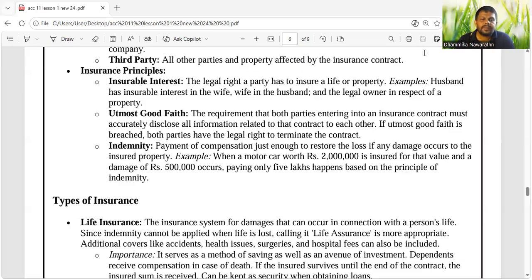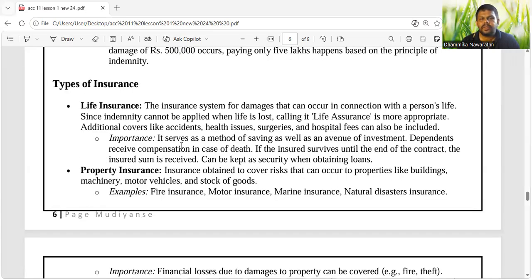Indemnity means just giving compensation to restore the disaster. If he lost a motorcycle worth 500,000, then just give only 500,000, not more than 500,000. Likewise, as I mentioned, these principles exist to minimize fraud. Then the types of insurance: life insurance and property insurance.